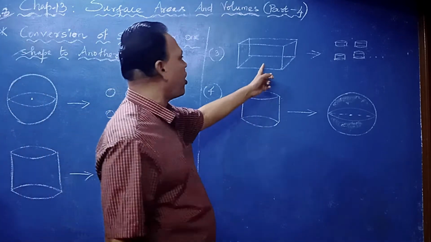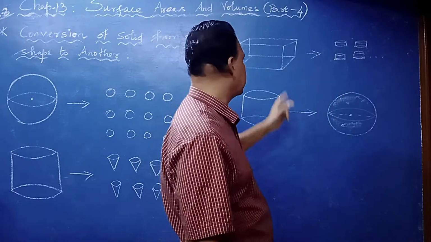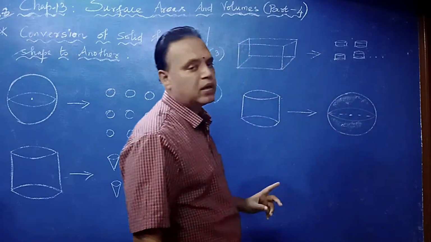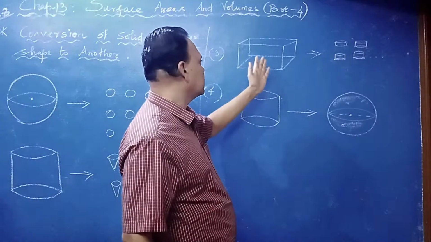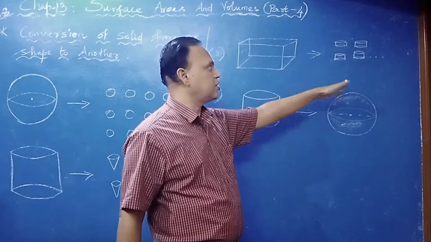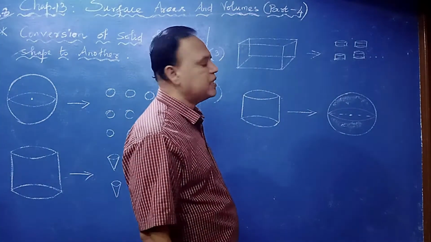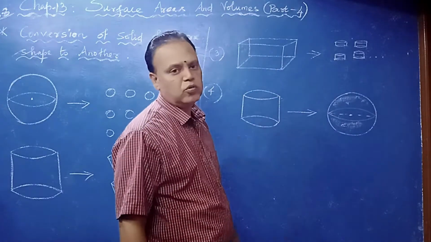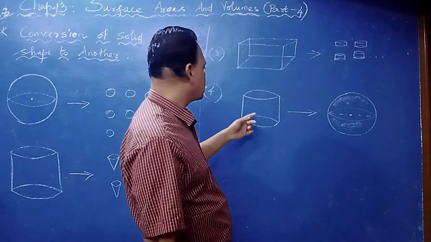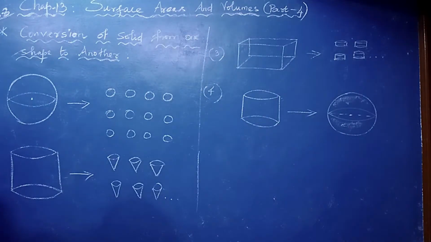Then cuboid into small coins. Clear? Same, the volume will be the same. The big cuboid is changing into small coins, that means the volume will be the same. That means it is melted and recast into coins. Here also, cylinder to sphere, conversion of solid from one shape to another shape.